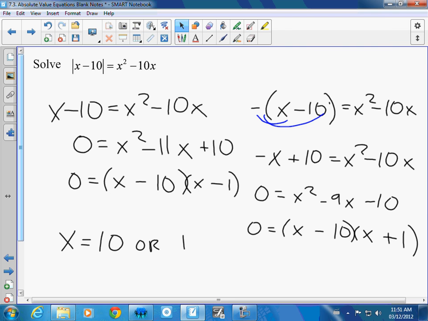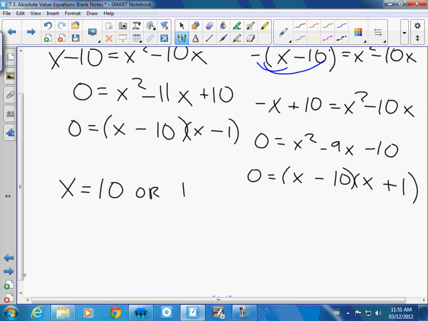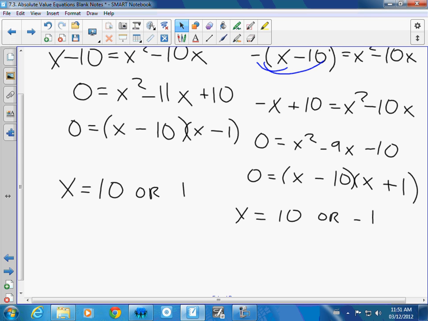Oh, wow, this one was actually really quite easy to solve, wasn't it? X is 10 or negative 1. Well, that's weird. So the possible answers could be 10 or plus or minus 1. Right? We have 10 twice, so we only need to use it once, right?